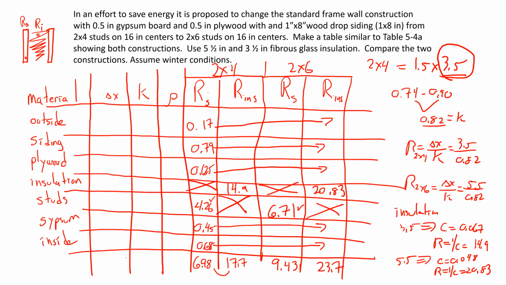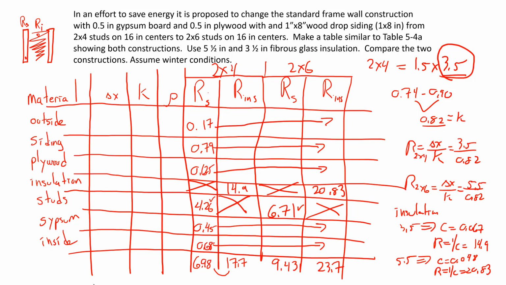That same metric for the 2 by 6: again, 1 over the total resistance on the stud side times the area, plus 1 over the total resistance on the insulation side times its area, divided by the total area, equals 0.048. So obviously there's more conductance on the 2 by 4 than there is on the 2 by 6. All right, I hope that makes sense.